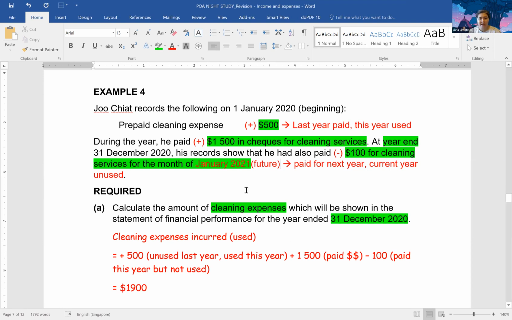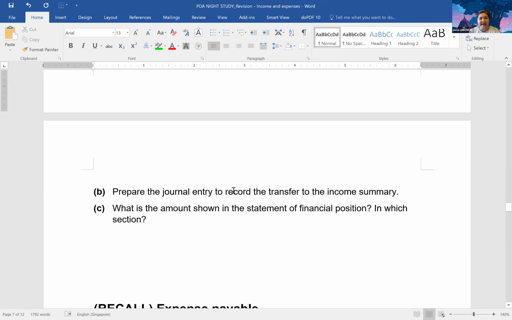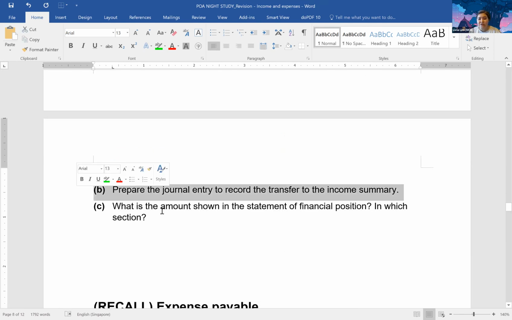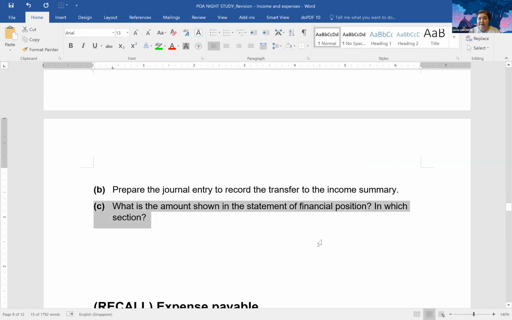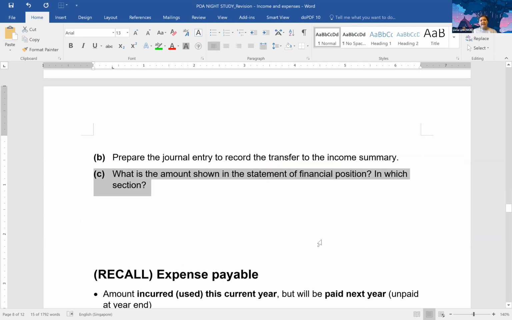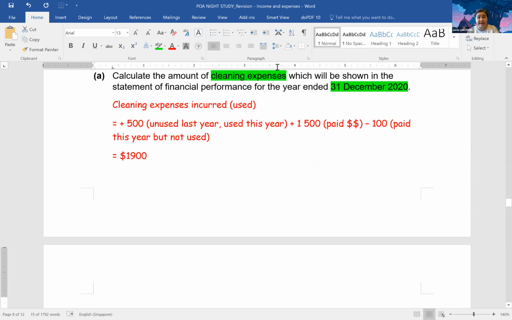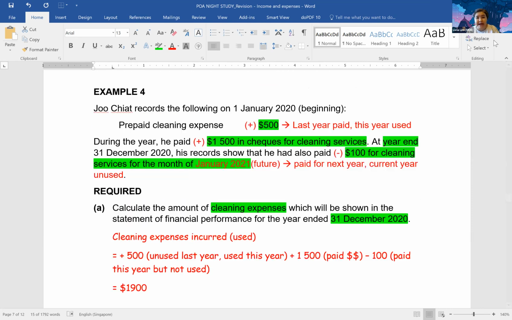All right. Now, can you do C maybe? Everybody do C for me. Key in your answer for C to me. What is the amount that will be shown in the statement of financial position? So I show this here so that you can see. And then I will type the question. I would like everybody to do this and send your answer to me. What is the amount shown in the statement of financial position? In which section is it shown? Can you type your answer, please? Thank you very much.